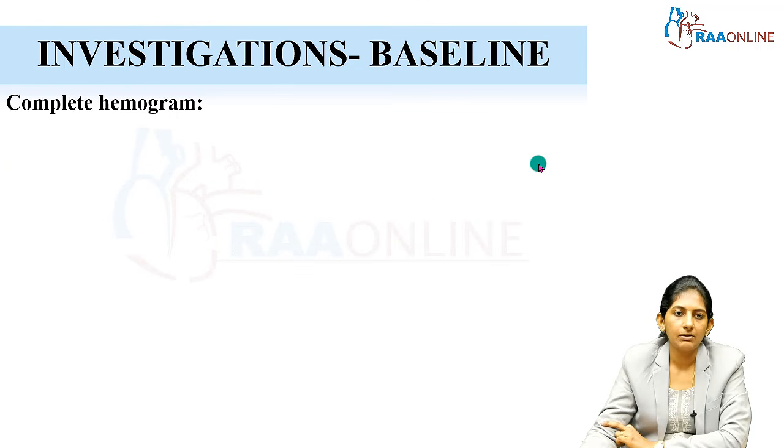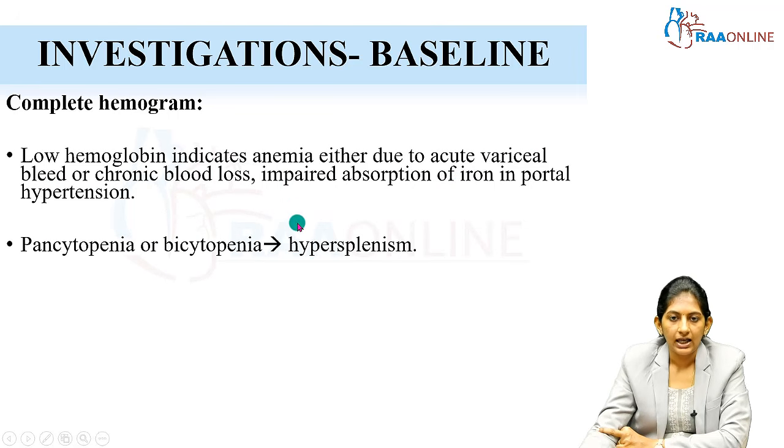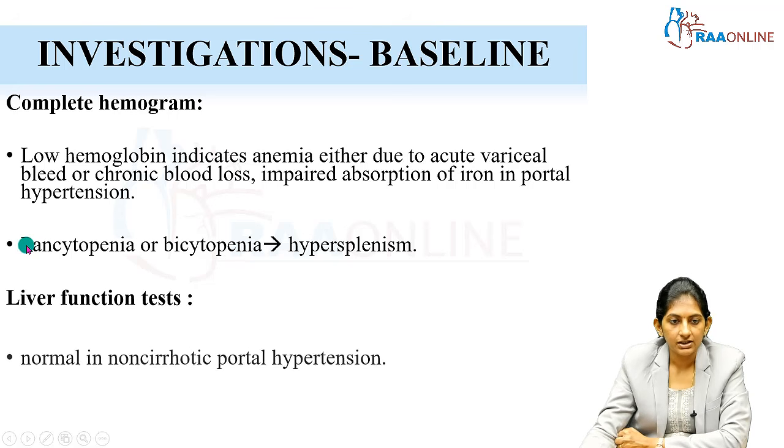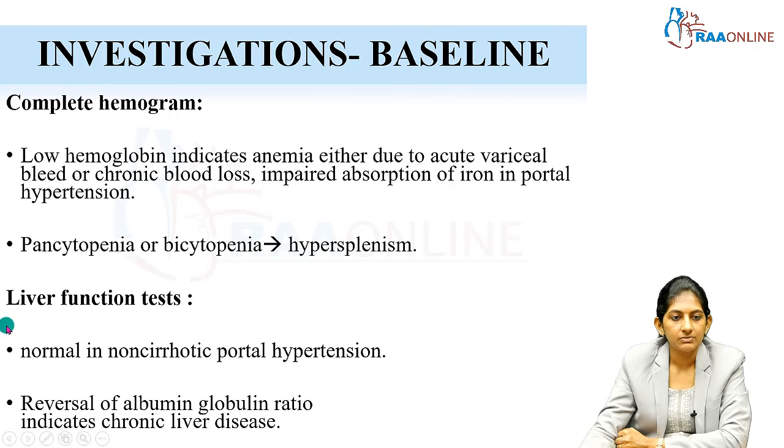What is the baseline investigation? Start from your complete hemogram. There will be anemia that can be due to blood loss or because of impaired absorption of iron due to portal hypertension. Hypersplenism will have two cell line involvement or sometimes even pancytopenia. Liver function test is normal in non-cirrhotic cases of portal hypertension. Of course, liver function test will give you a major clue of cirrhosis, of cholestasis, etc.